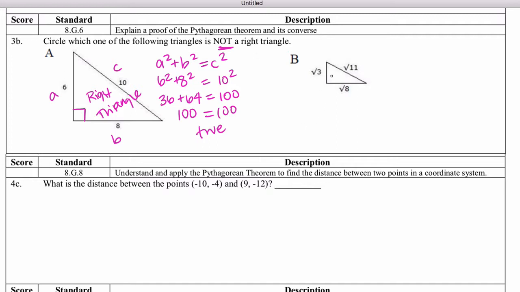This says the same thing. A, B, and C. It's just this time the square root of 3 is a side length. It's a little more complicated, but we can still do it. The longest side is C. The other two sides are A and B. Is this true? The square root of 3 squared plus the square root of 8 squared is the square root of 11 squared. I don't know. We'll check to see if it's true.